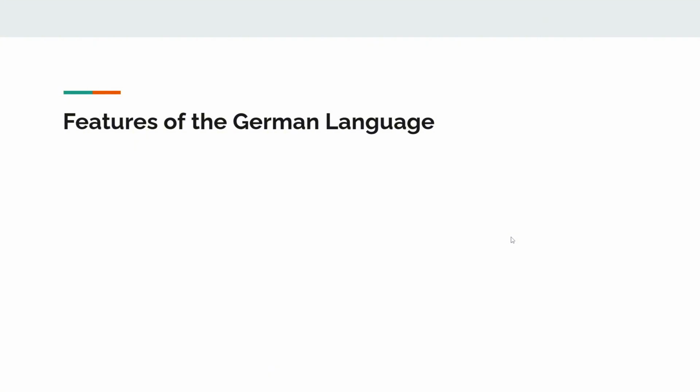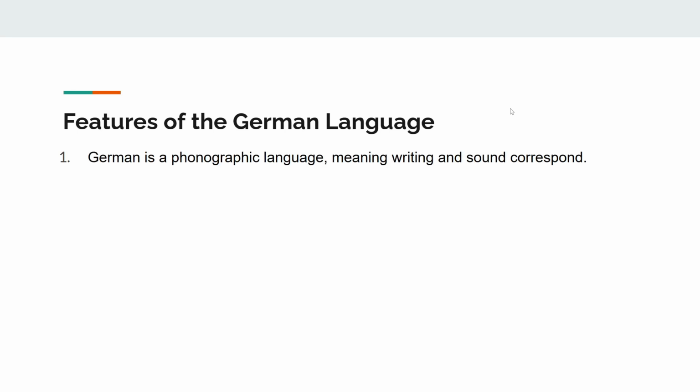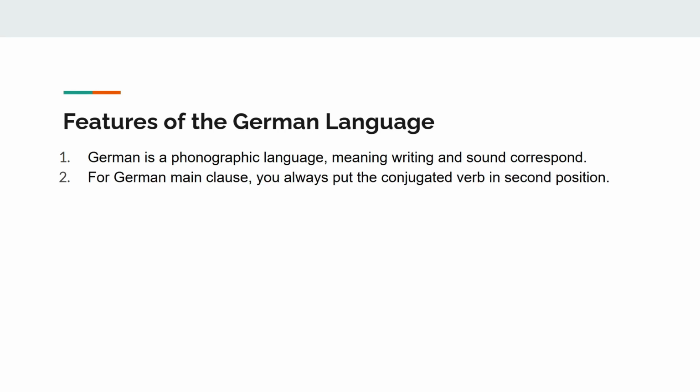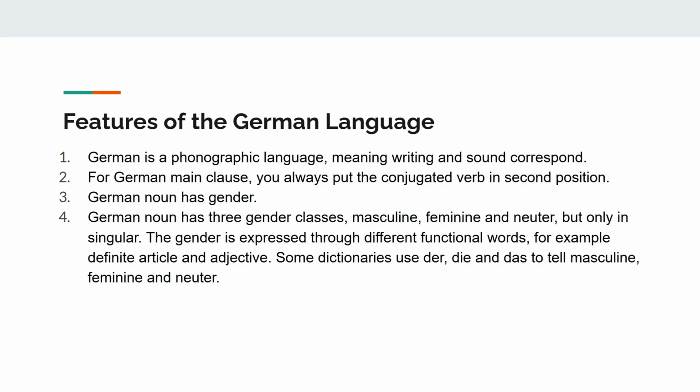To finish this part, let's talk about the features of the German language. So first of all, German is a highly phonographic language, meaning writing and sound correspond. And this also means what you see is how you read. Second, for German main clause, you always put the conjugated verb in second position. And third, German noun has gender. So fourth, German noun has three gender classes, masculine, feminine, and neuter, but only in singular. The gender is expressed through different functional words. For example, definite article, indefinite article, and adjectives.